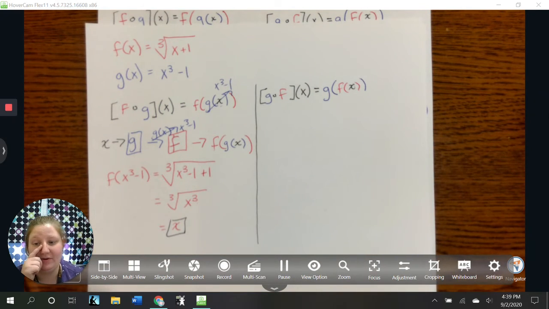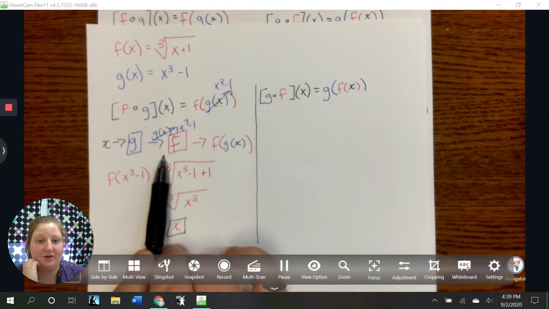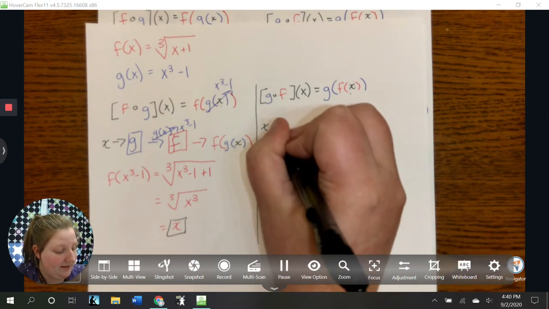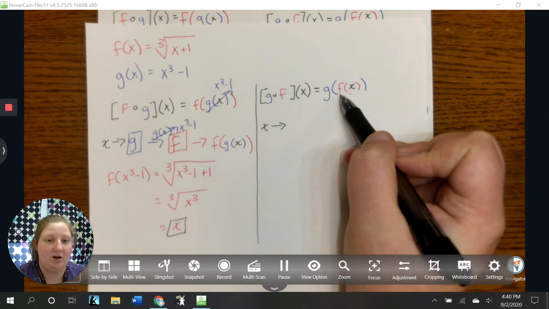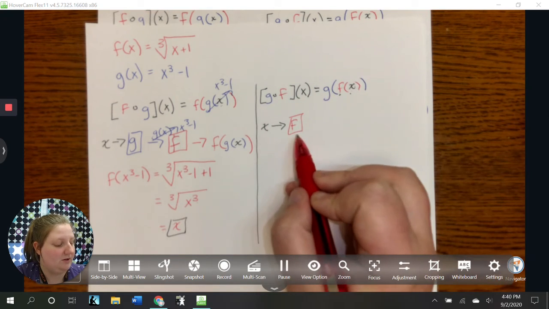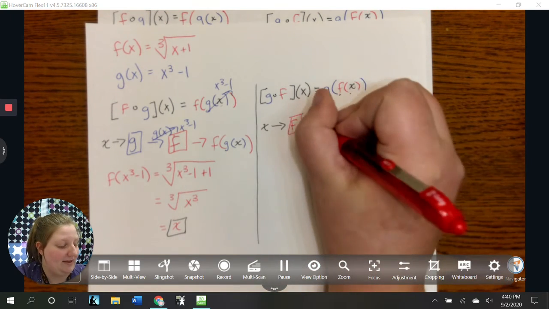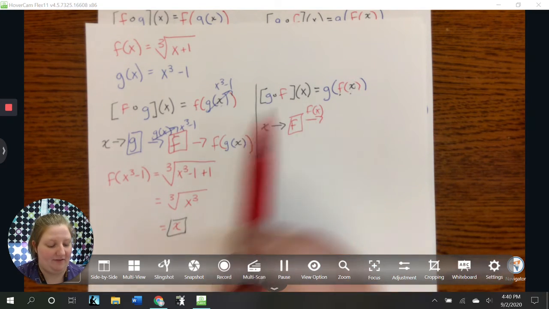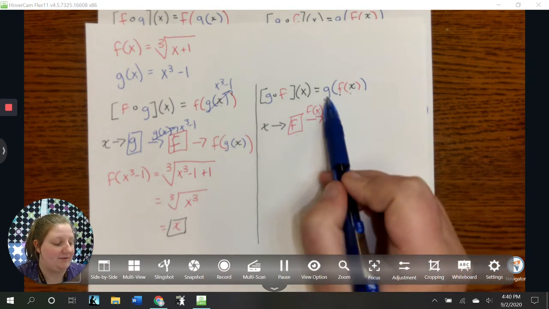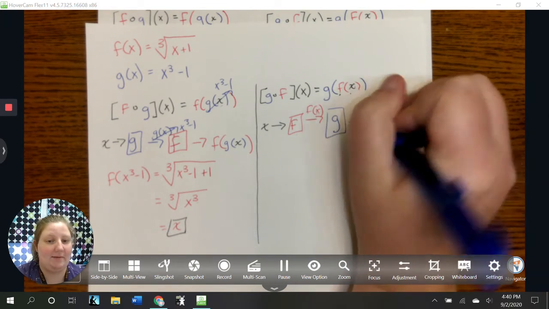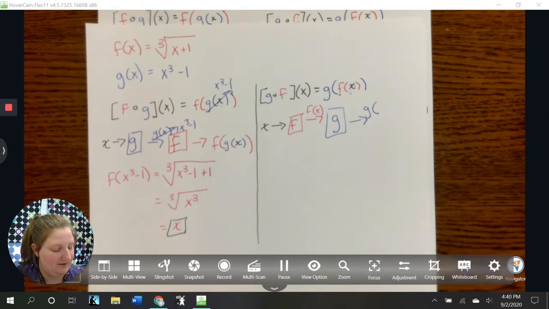Right, and again, if we go back to our roadmap like we have over here, we start with what's on the inside. So we start with x, and we're going to plug x into our function f. So working our way out. And when we plug x into f, we get f of x. So then we take f of x and plug that into our outside function g. And so what's going to come out of that is going to be g of f of x.